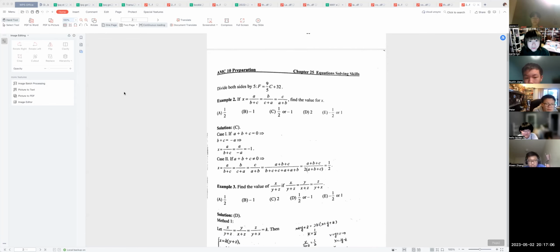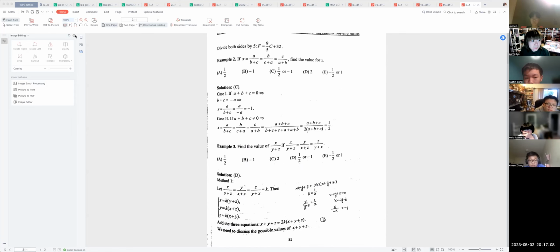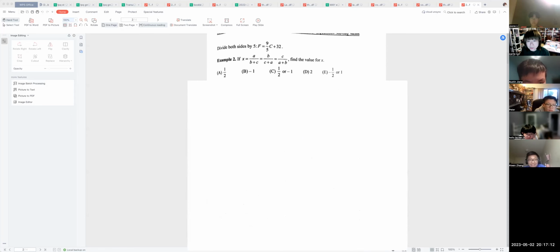So now let's take a look at the next one, okay? So the next part, I hope nobody is looking at the answer right now, okay? So this is a very important question for a lot of AMC 10 questions, okay? It's called, if x equals a over b plus c equals b over c plus a equals c over a plus b, find the value for x. Okay, so everybody, we are talking about the weight of this question, okay?